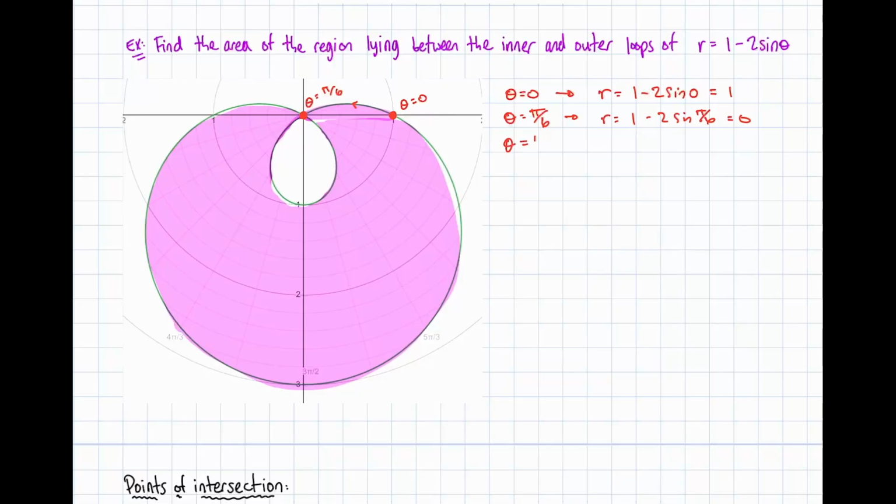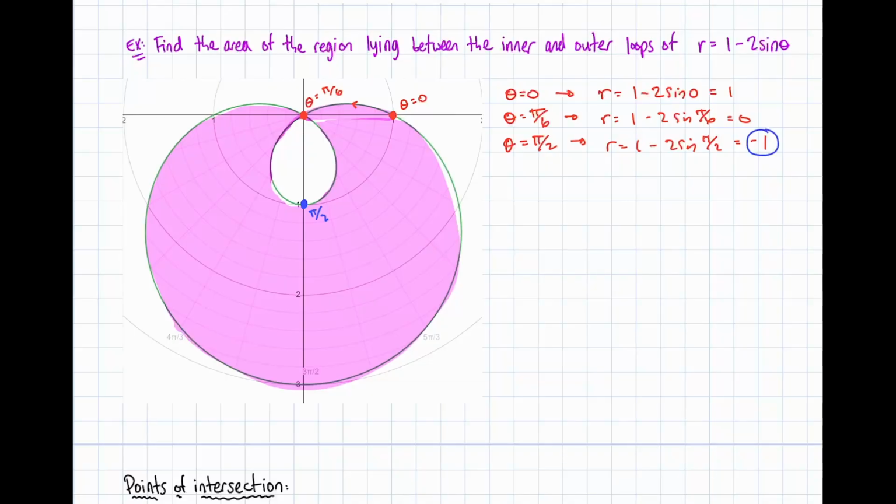Let's try theta equals pi over 2. That means that r equals 1 minus 2 sine of pi over 2. The sine of pi over 2 is 1, 2 times 1 is 2, and 1 minus 2 is negative 1. So if I look at some colors here, this point right here is this point. So this is pi over 2.